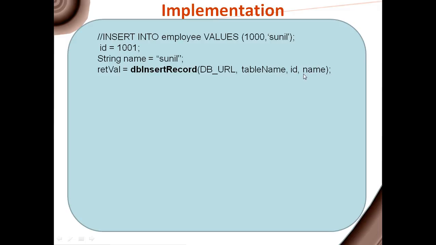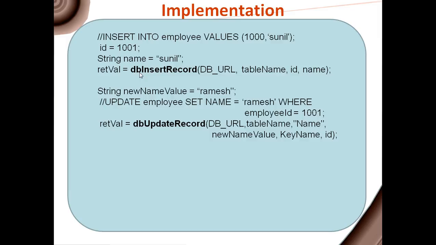So whatever parameters you want to send, that is ID and the name. So here I have set ID as 1001, then the string name is equal to Sunil, so that we will pass it to this method db insert record. And the job of db insert record is actually to insert a record in the database table.